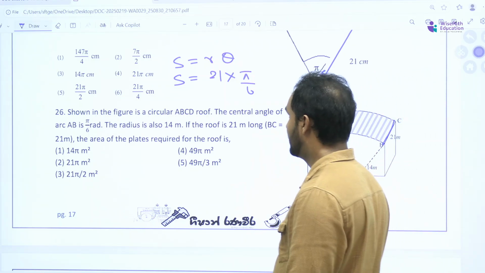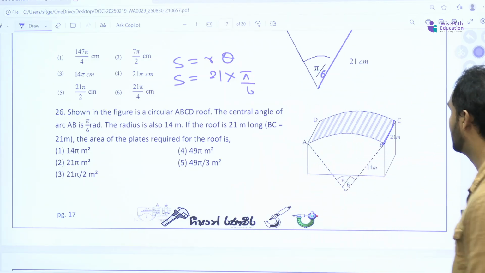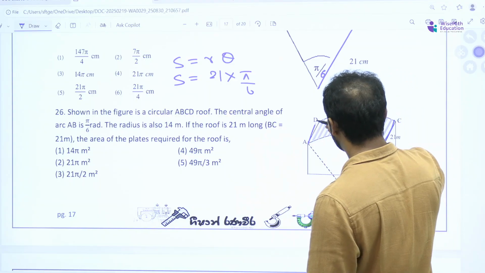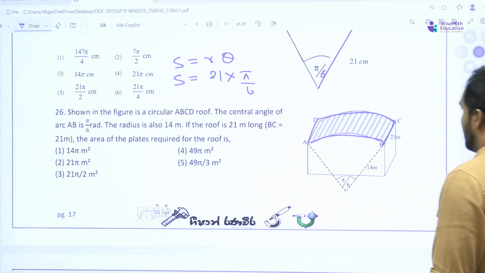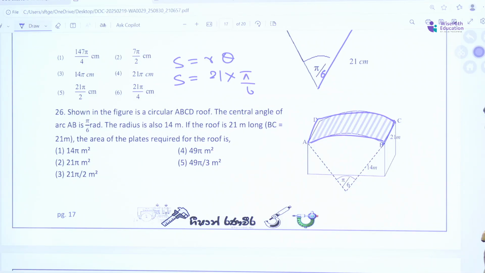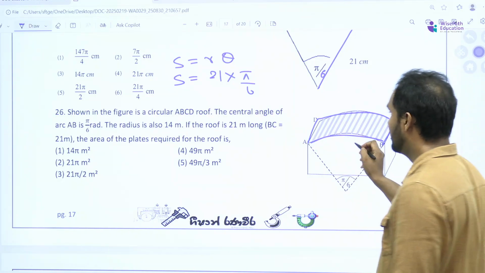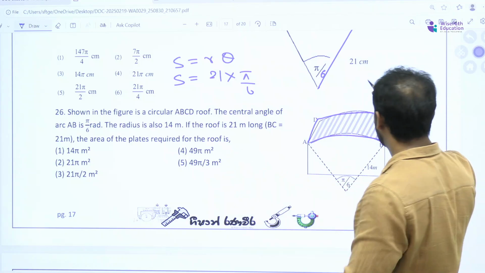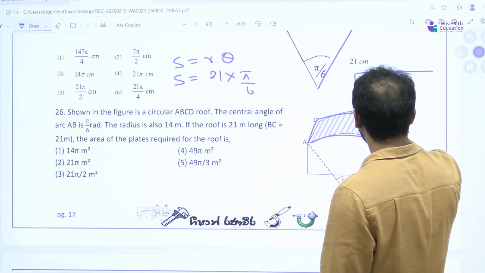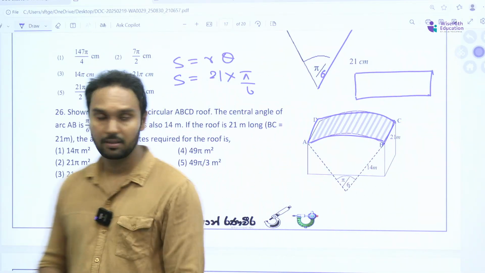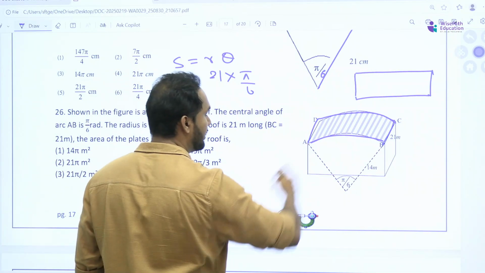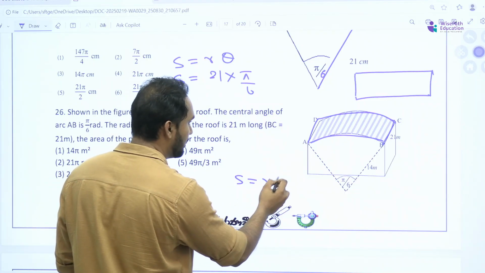The area of the plate required for the roof. Now they are asking for this area, right? So how do you find it? One of the simple things you can do is find the arc length, and once you take the arc length, you can straighten it up. That will make a cuboid, right? This will be the shape. So now how do you find this arc length? That is S equals R theta.